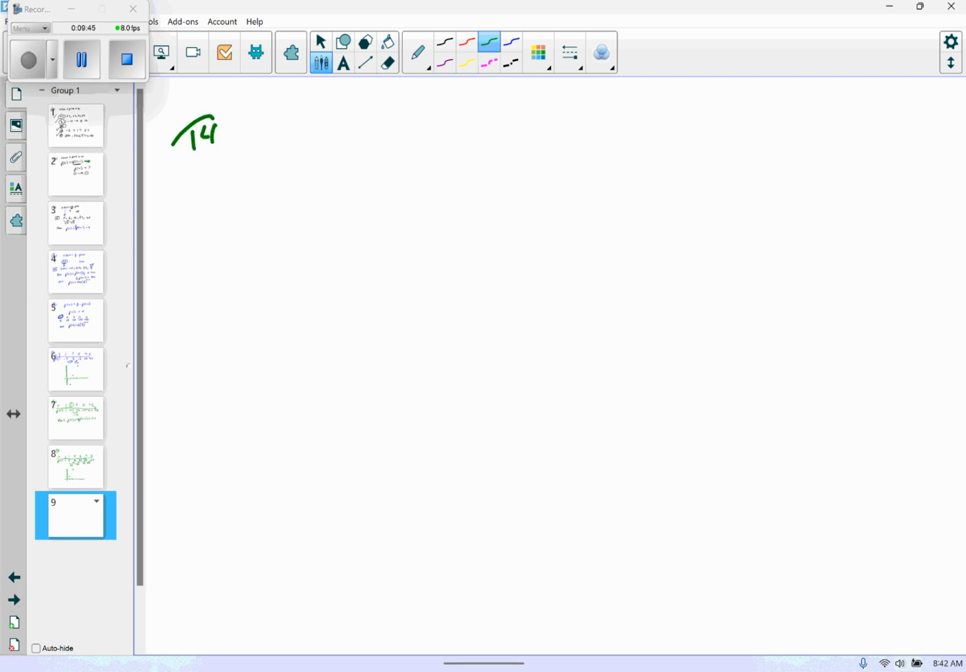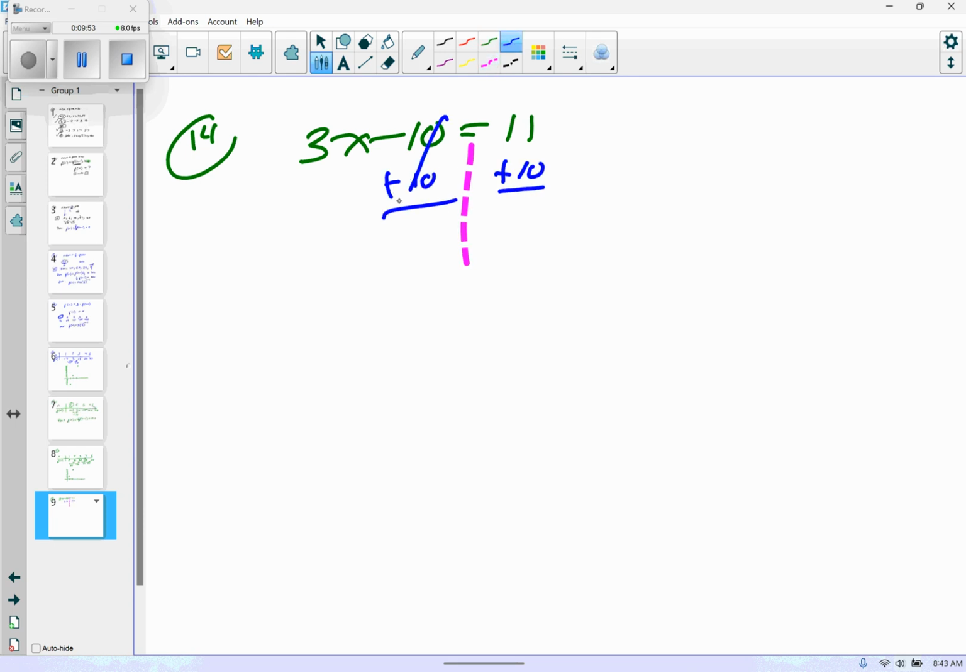Okay, so number 14 we did not do, so I have 3x minus 10 equals 11. So let's go ahead and start solving this. I'm going to add 10 to both sides. Those cancel, so I get 3x equals 21. 3 and x are being multiplied, so use division. So x equals 7.